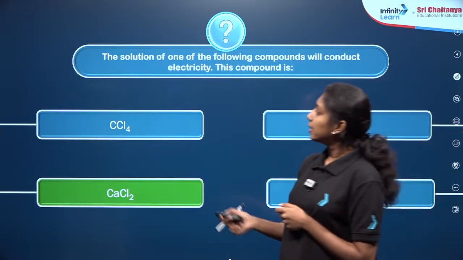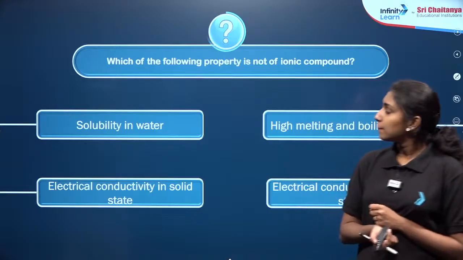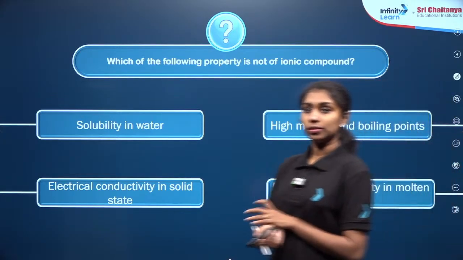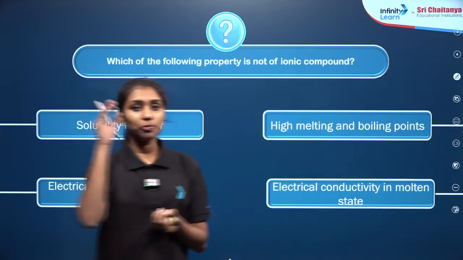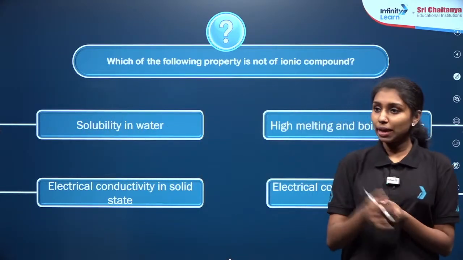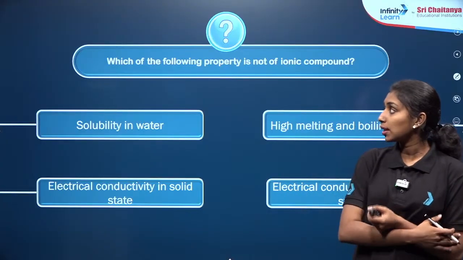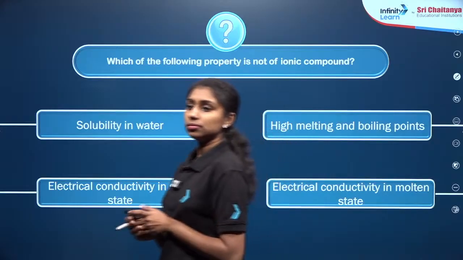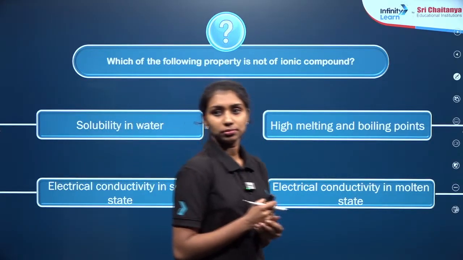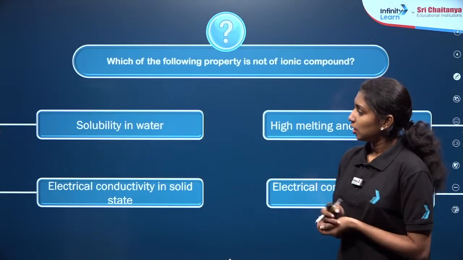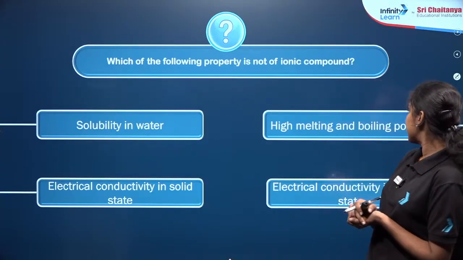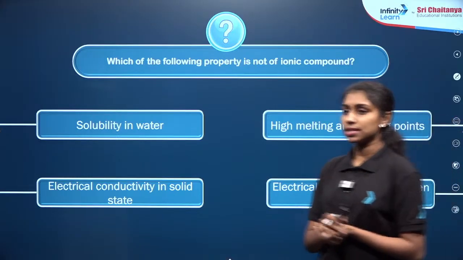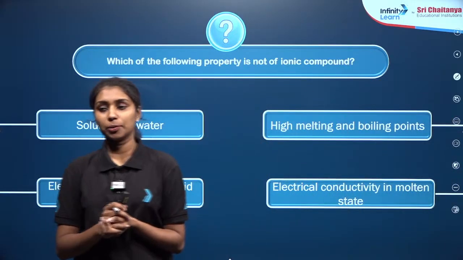Yes, fine. Now let us move to the last question. Which of the following properties is not of an ionic compound? We have seen the different properties of ionic compounds, right? Based on that idea, you need to answer this question. Options are: solubility in water, high melting and boiling point, electrical conductivity in solid state, and electrical conductivity in molten state. What will be the answer?